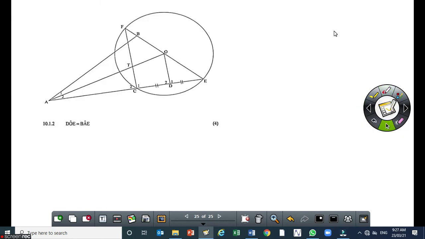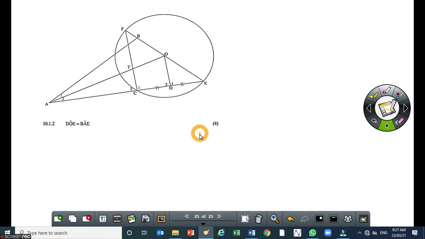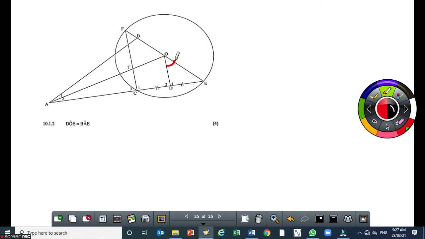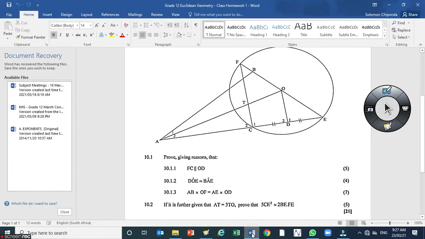So we need to prove that angle DOE, that is G, this is O, and that's E. So we are talking about this angle. Let me indicate it here. So DOE, that is this angle, is equal to BAE. BAE is this whole angle. So you're supposed to prove that those two are equal.